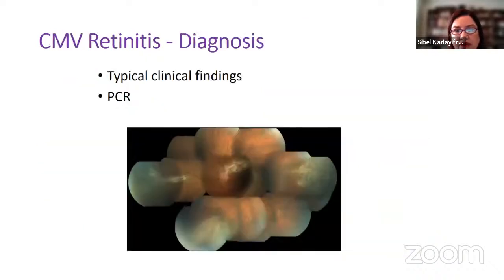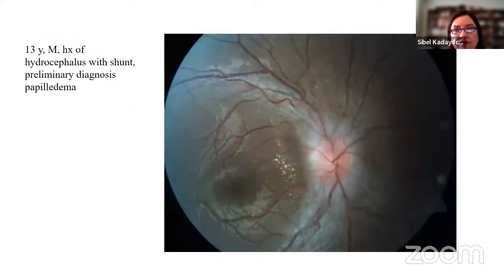Diagnosis is generally easy with typical clinical findings, but in immunosuppressed patients, sometimes they may be mistaken for other diseases and PCR may be necessary. For example, this case has been referred to us with a preliminary diagnosis of papilledema. He had hydrocephalus with a shunt, and with the diagnosis of papilledema, the shunt was changed 1 week ago.